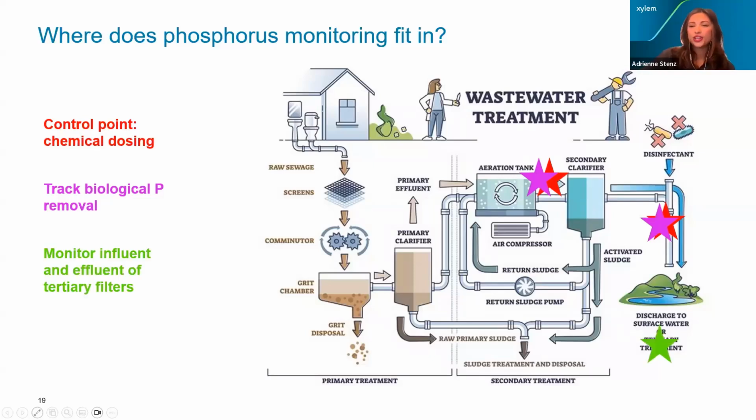And for facilities using tertiary filtration, which isn't really shown on this diagram, online analyzers can monitor phosphorus both before and after tertiary filters, helping quantify how effective that filter is at removing phosphorus and ensuring that ultra-low limits are consistently met. The YSI Alyza orthophosphate analyzer can detect phosphorus concentrations as low as 0.02 milligrams per liter orthophosphate, making them ideal for plants with really tight effluent limits.